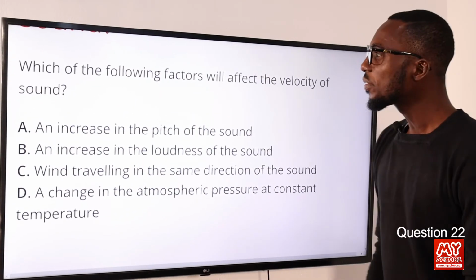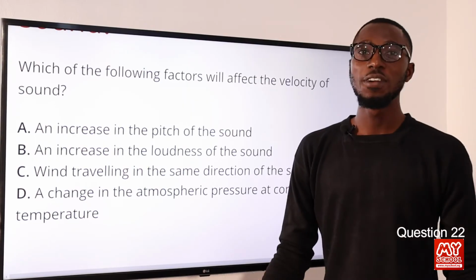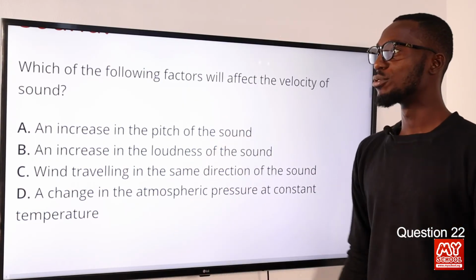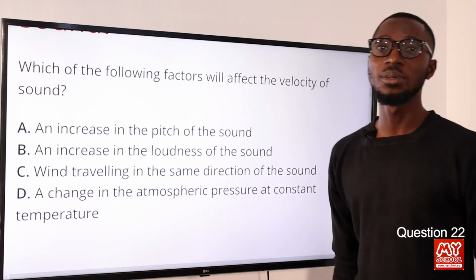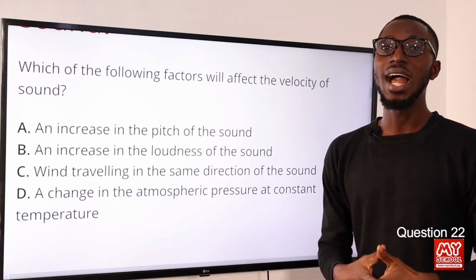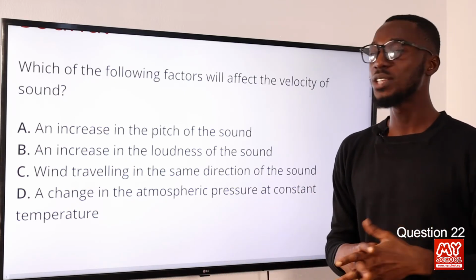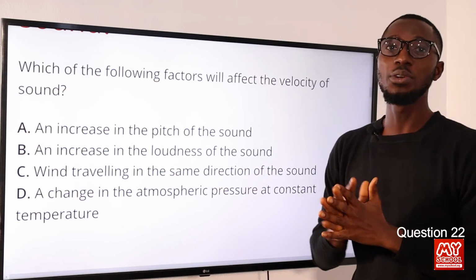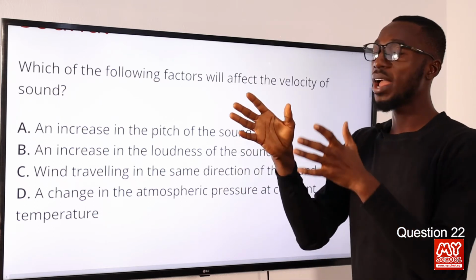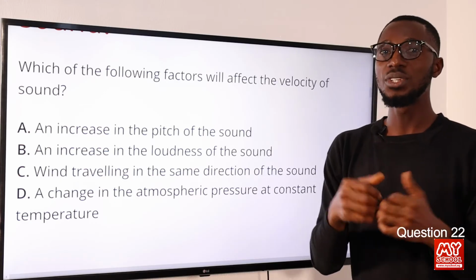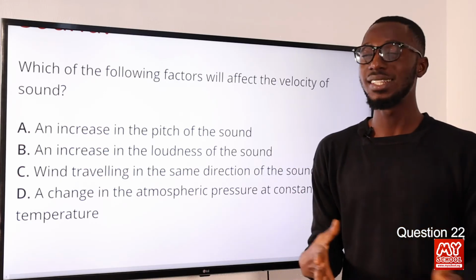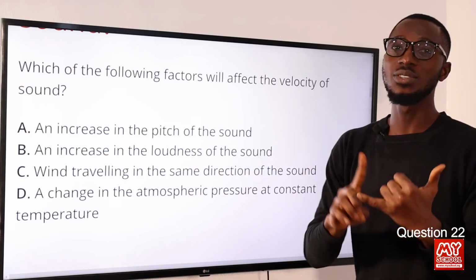22. Which of the following factors will affect the velocity of sound? Okay, so let's look at the factors at first. We talk about temperature and elasticity of the medium. That's why when you compare the speed of sound in air compared to water, you can see which is higher, based on density differences. So that is one.